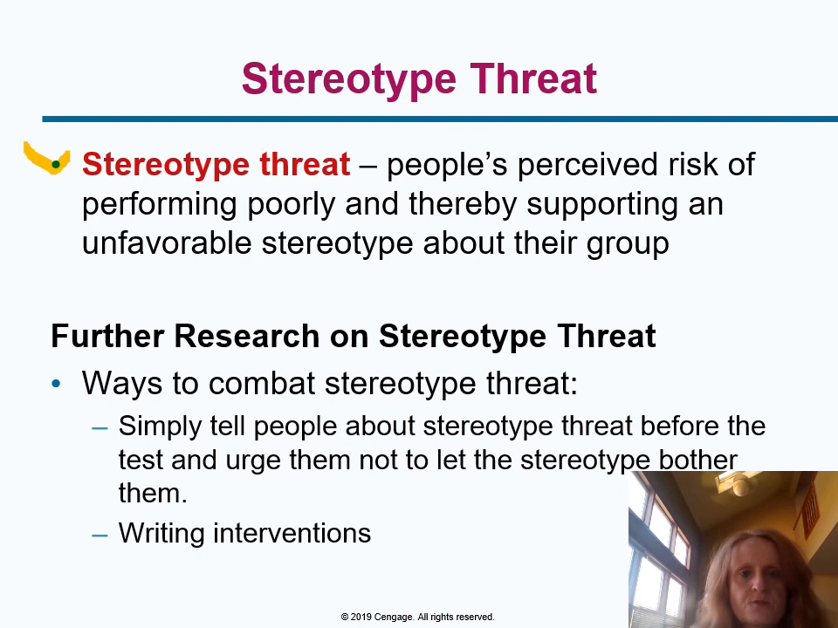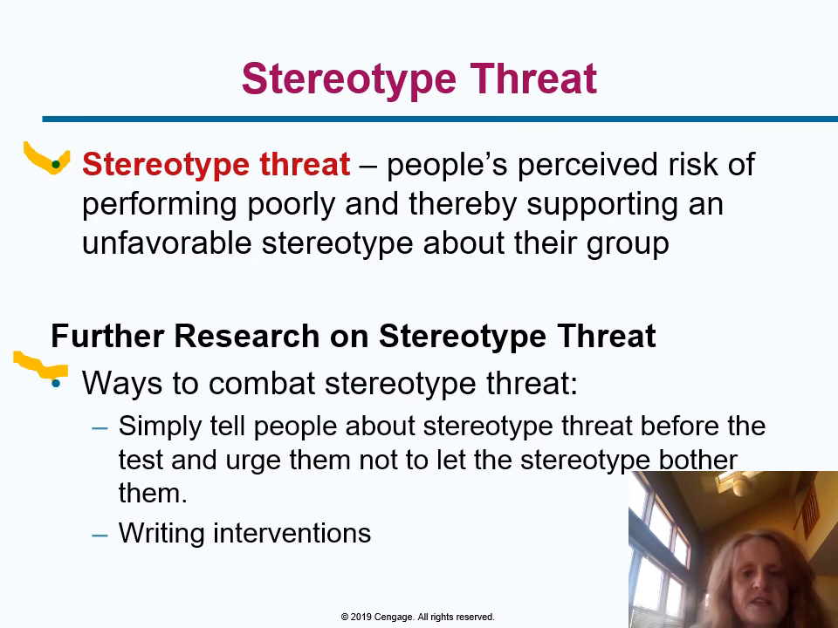So stereotype threat is people's perceived risk of performing poorly and thereby supporting an unfavorable stereotype about a group, which you're going to watch in the video. So, ways to combat stereotype threat: one way is to simply tell people about the stereotype threat before the test and urge them not to let the stereotype bother them.